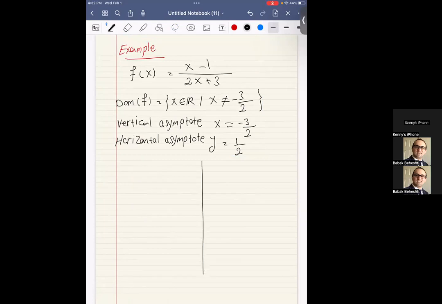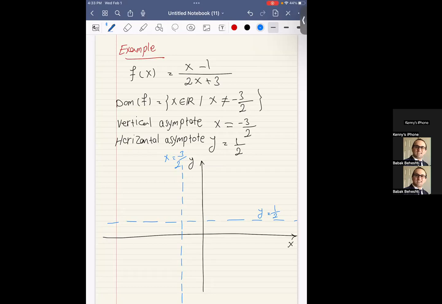So let's draw the graph. Imagine this is y and x. First of all, I draw the asymptotes. The vertical asymptote is x equal to minus 3 over 2. The horizontal asymptote is y equal to 1 over 2. So these are the vertical and the horizontal asymptotes.